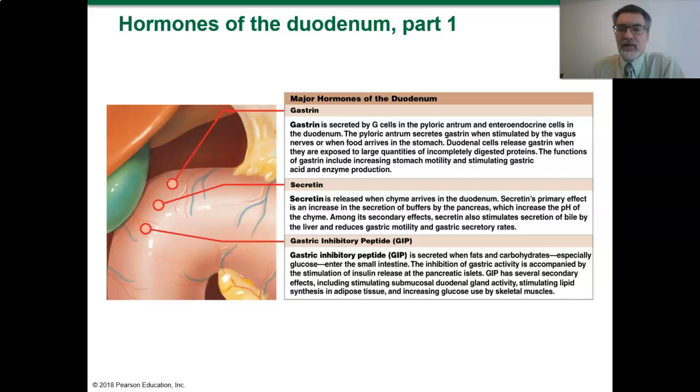Secretin, right? Secreted by chyme entering the duodenum. So as we release that acidic chyme into the duodenum, and those cells are detecting the acid of the chyme, secretin is produced, which stimulates bile from the gallbladder to start being produced, right?